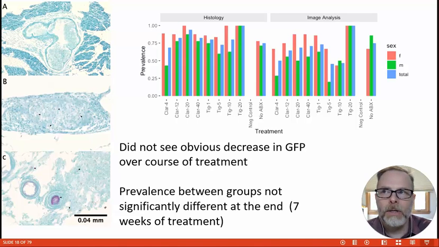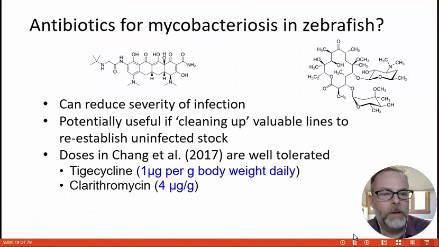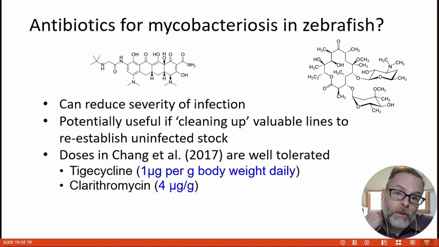We did not see a reduction in prevalence, but like the earlier experiment, we do see a reduction in these granulomas, whether or not they contain those acid-fast bacteria. Those are mycobacteria. So we do see that helping. So, what do we take from that? Well, sort of the same thing as we learned before. Antibiotics can reduce the severity of infection.